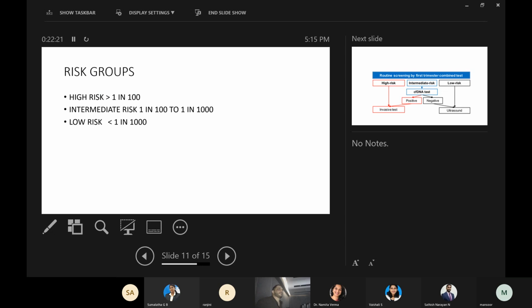Now, the risk cutoffs are taken differently by different people. In lab reports of double marker, the standard cutoff they mention is 1 in 250, but we cannot take such a cutoff, because if we take that risk of 1 in 250, then many women will be in the high risk group.